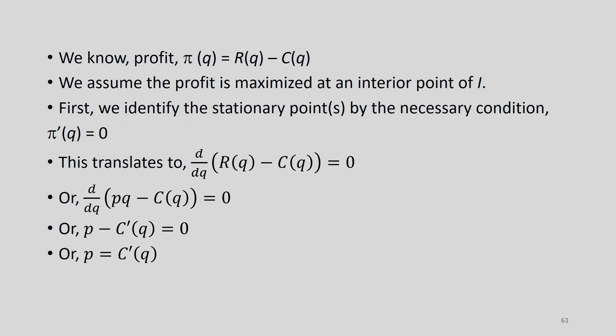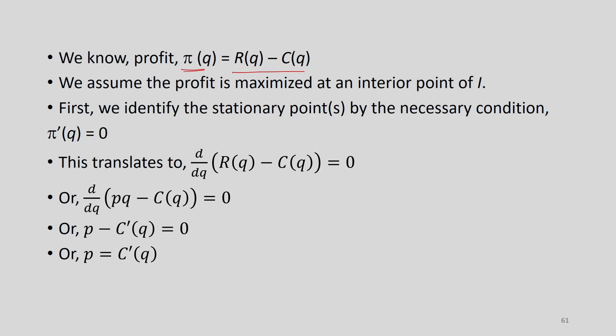What is the profit function? Let us suppose that the profit function is given by pi. Pi is a function of small q. Q is the output level, it is equal to r q minus c q. R is the revenue function, c is the cost function. We assume that the profit is maximized at an interior point of I. I means, you know, the range of q that we are considering, interval.